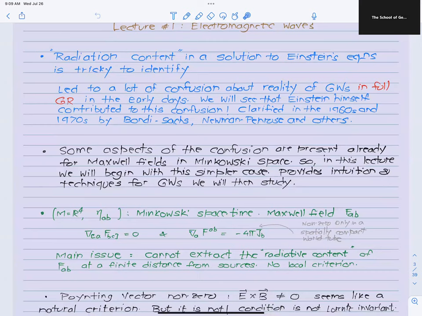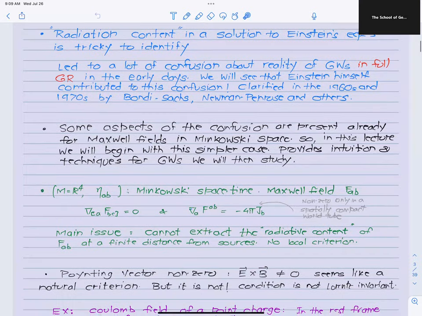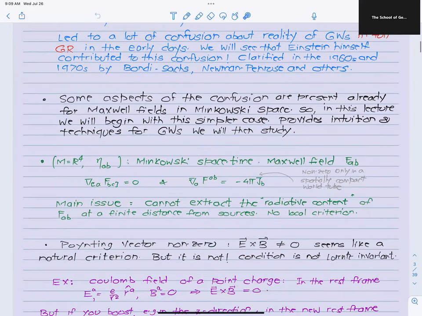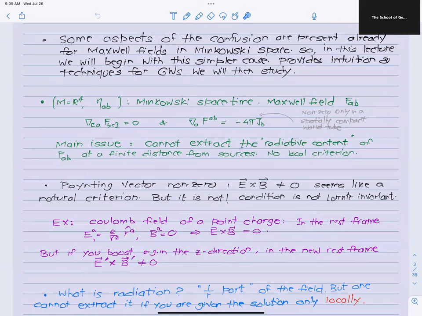Now, let's just consider, to begin with, general relativity, and to find out what is the radiation content of a solution is tricky to identify. And that led to a lot of confusion about the reality of gravitational waves, as we'll see at the end of this lecture. And we'll see that Einstein himself contributed to this confusion, and these notions were clarified in the 60s. And some aspects of this confusion are present already for Maxwell fields. And since all of you are completely familiar with Maxwell fields, let us begin there.